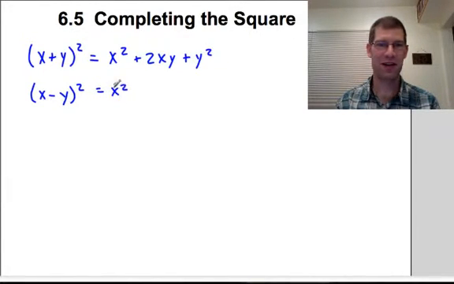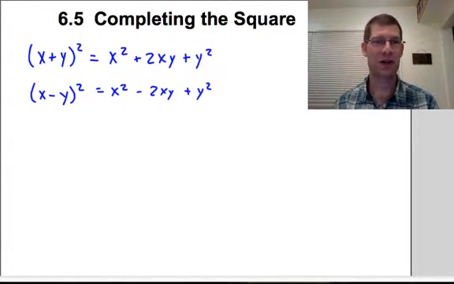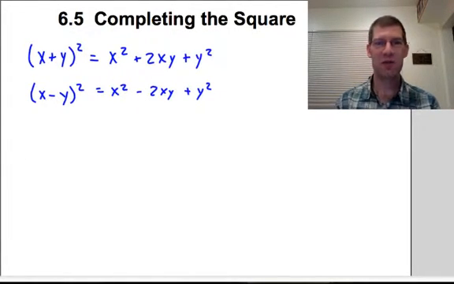Same exact thing down below when we just change the minus sign in the middle of our binomial. So you're going to have a minus 2xy. And that's kind of going to be one step in there that we're going to have to try to take this and work backwards into one of these binomials.